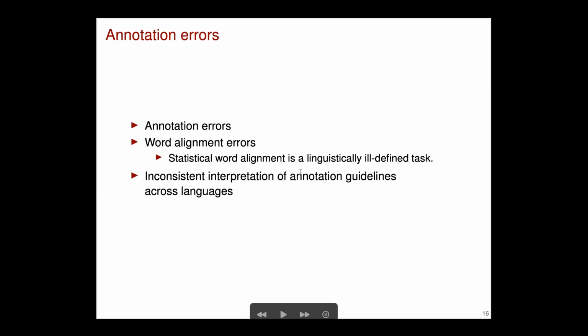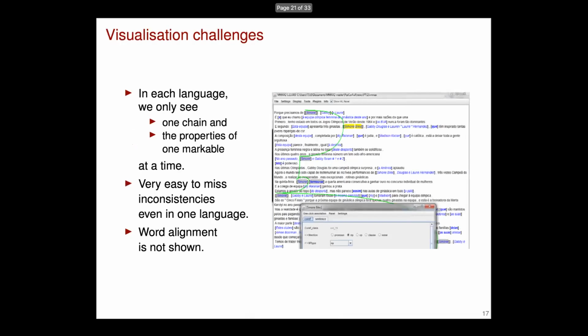A statistical word alignment is a linguistically ill-defined task. We don't even know exactly what is supposed to be aligned here. So it's a bit difficult to know what exactly could be expected. Or another variant of annotation errors is where the annotators don't really make errors in that sense, but interpret the guidelines inconsistently across languages. And this is something you should obviously be able to fix using better training, but it's difficult to do so if you do this in different languages and at different points in time.